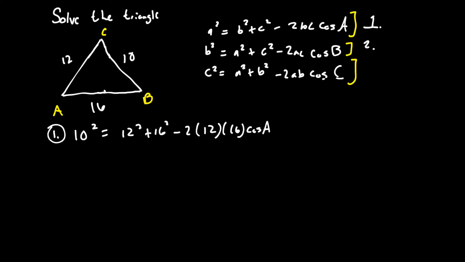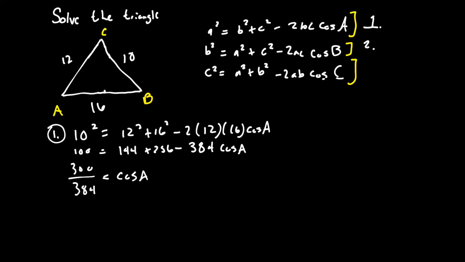Simplifying this one time, we'll get 100 on the left is equal to 144 plus 256 minus 384 cosine of A. Solving for cosine of A, we get 300 divided by 384 is equal to cosine of A. Evaluating this using our inverse trig functions, we're going to evaluate cosine inverse of 300 divided by 384. This is going to be equal to A, which is approximately equal to 0.6741 rads.